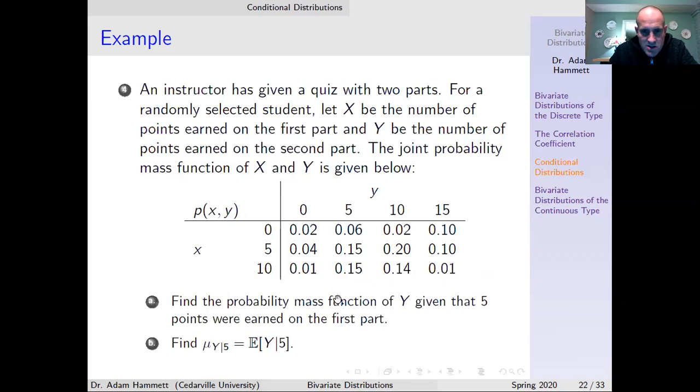What we want to do here is condition on X's value. So we're going to say, well, I know that this student is going to get a 5 on the first part. Okay, that's just given. And so the first thing we're being asked to do is to find the conditional probability mass function, given that X is 5. And the second thing we're asked to do is to find the mean of this thing given that X is 5. Okay, so let's go do that together.